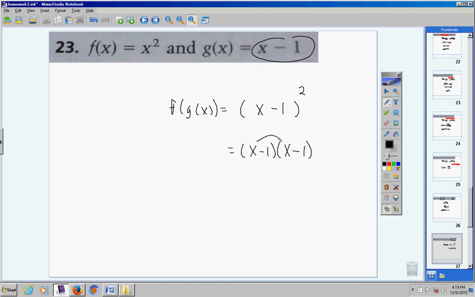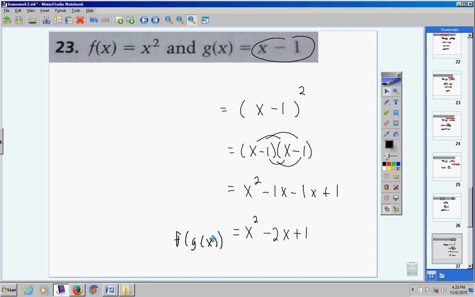Now take your x, multiply it through. Then take your negative 1 and multiply it through. X times x is x squared. X times negative 1 is negative 1x. Now take your negative 1 and multiply it through. Negative 1 times x, negative 1x. Negative 1 times negative 1, positive 1. Now, combine your like terms, negative 1x, negative 1x. You owe me $1. You owe me a negative $1. That's negative 2x. And then bring this down right here.